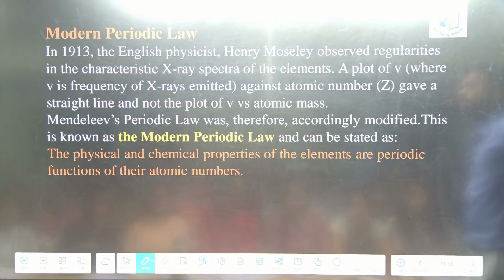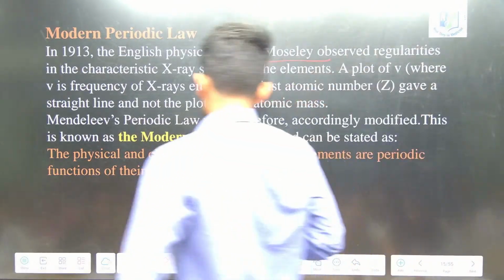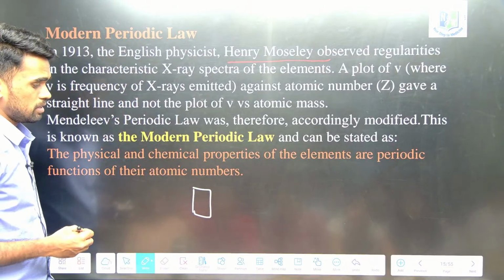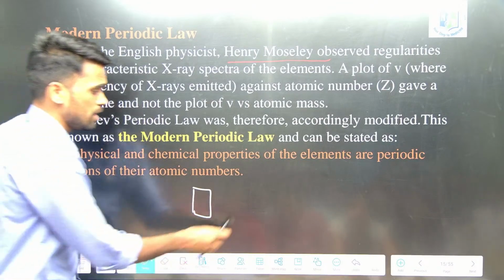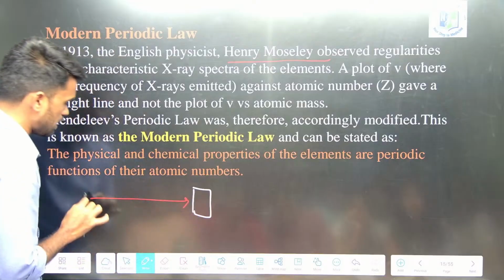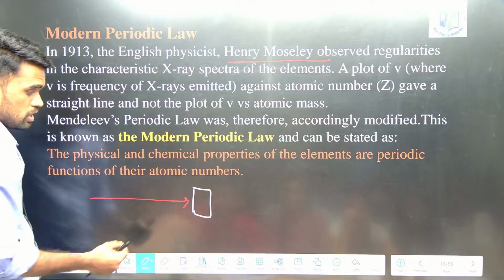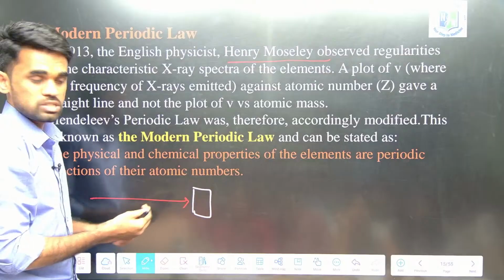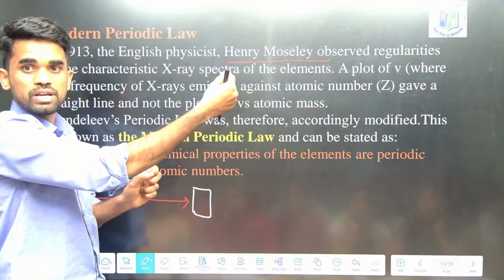Next, the modern periodic law. Who gave this? Henry Moseley. He took some metals or sheet-like species and bombarded them with cathode rays in a cathode ray tube. What rays did he use? Cathode rays. When these fall on the element, energy is emitted as radiation, and that radiation has some frequency.